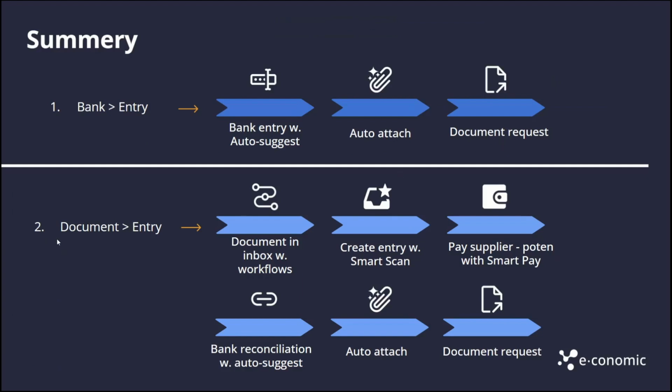Then we talked about the second workflow, document to entry. We had our documents in the inbox. We talked about manual approval and approval with workflows, or how to create workflows. Then we created the entries. We saw how SmartScan helped us with all this already filled out data. If you had these supplier invoices, you could pay the supplier with SmartPay. And then you could use the bank reconciliation, if you look at it maybe once a day or a week or a month, and then you can again use the auto attach function and then document request.